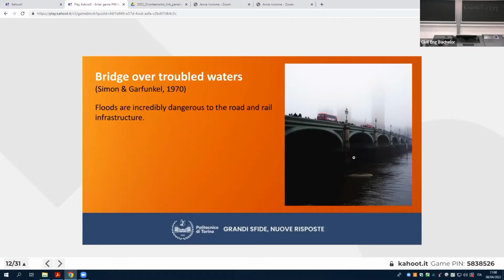Do you know how many bridges in Italy collapsed? Bridges over rivers collapsed in the past 20 years due to this problem and others. Say a number. 1? Who thinks is 1? 10, 100, or 1,000?